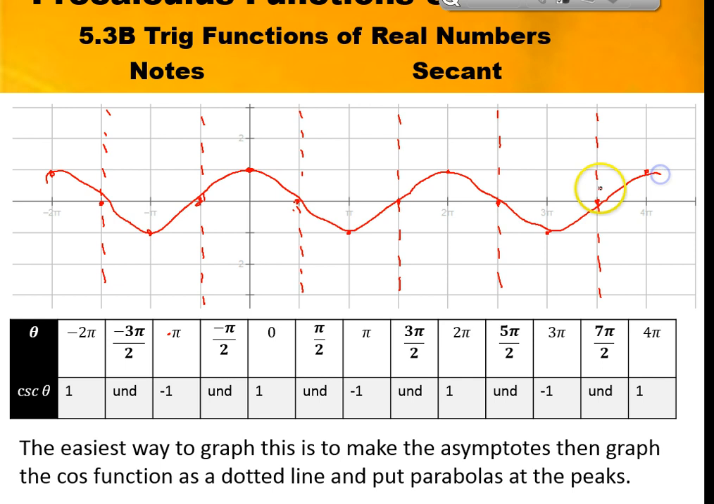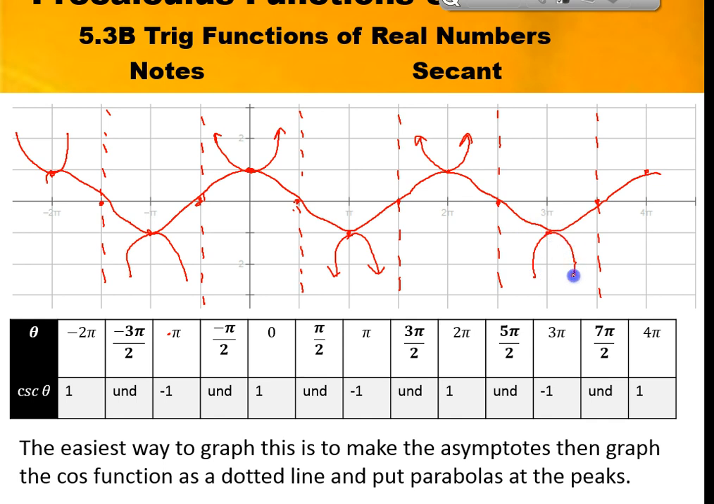And so then, we're at the peaks, we're going to have the parabola-like things. But here, if you notice, it's +1 at -2 pi, so that means the peak starts here at +1. So it would look something like that. And then here, and then here, and here, and here.